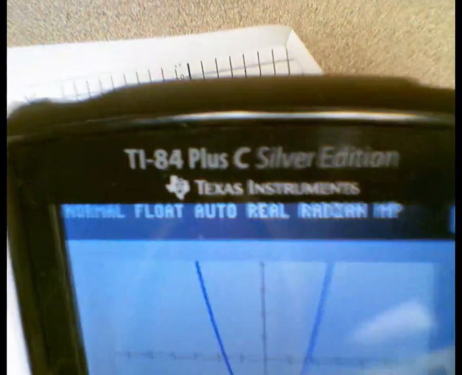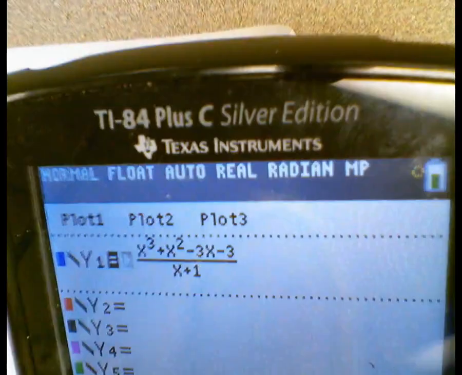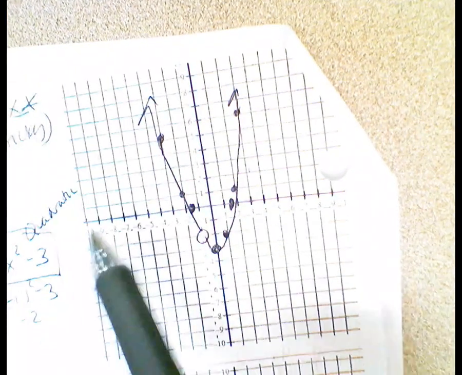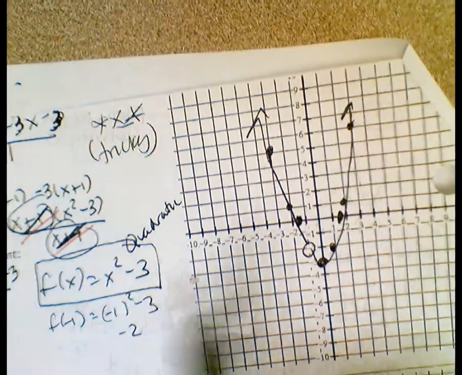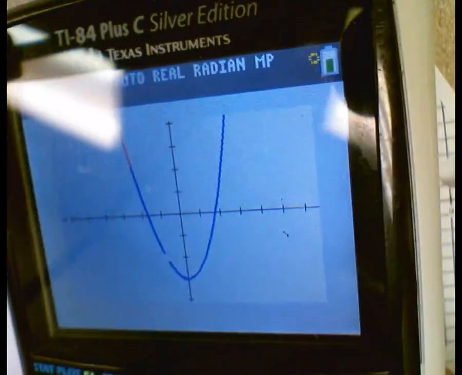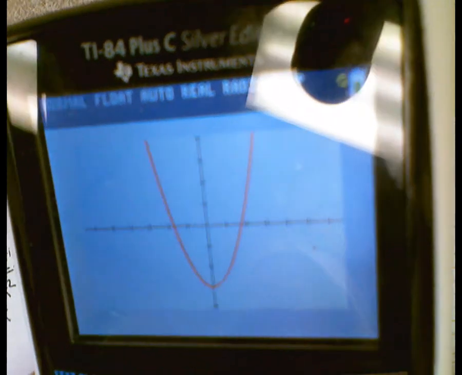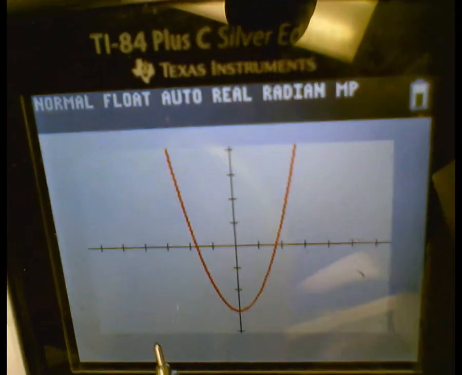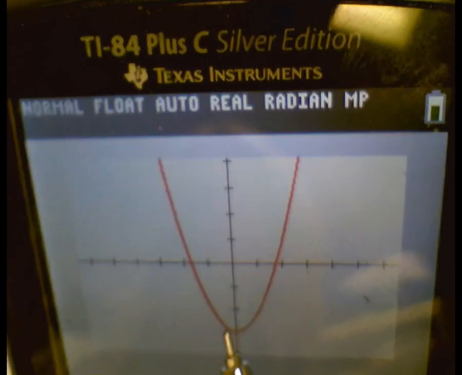Now, when you go to y equals and go to y2 and just type in this thing right here. Let me go back over here. See this x squared minus 3? If you type that in, x squared minus 3, and you press graph, it's the same graph because it is the same. Oh, look, it went red. But what did it do? It closed in the hole. It's like fix the hole.